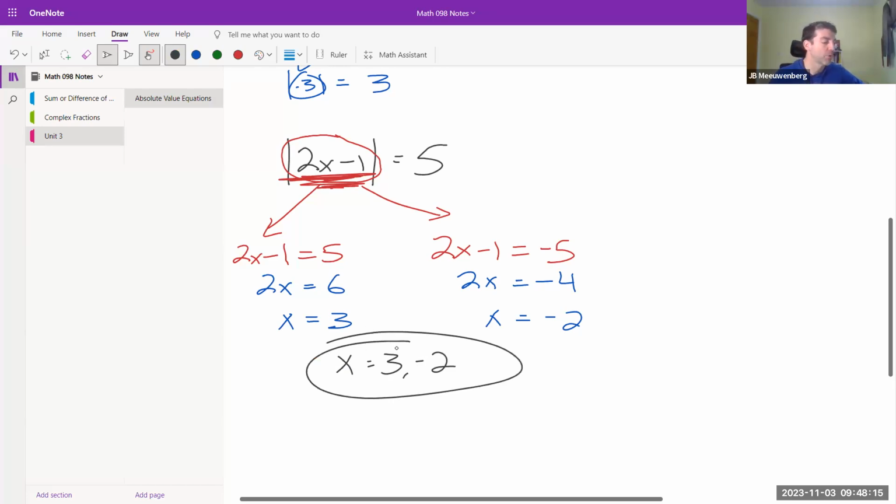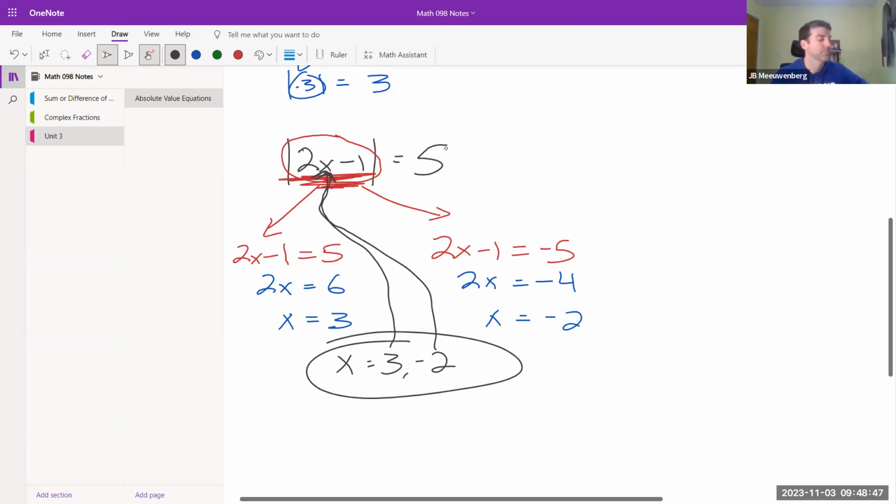And we could check both of those by substituting them back into the original equation and just making sure that it's true. I'll talk you through that. Let's pretend x is 3. 2 times 3 is 6, minus 1 is 5, and the absolute value of 5 is 5. With -2, 2 times -2 would be -4. -4 minus 1 is -5. And if you take that absolute value, it equals 5.